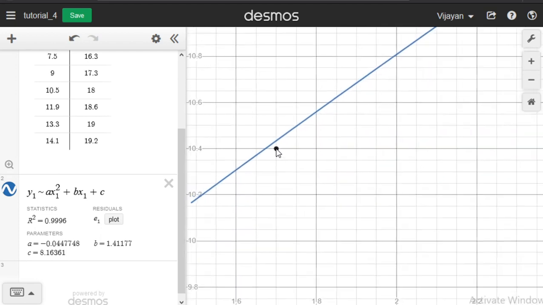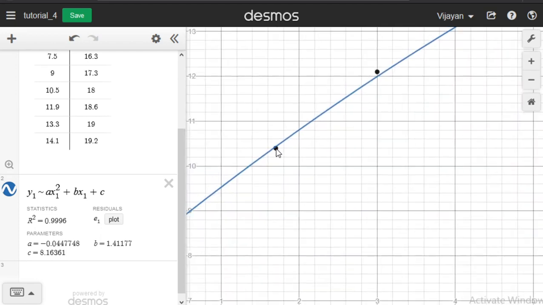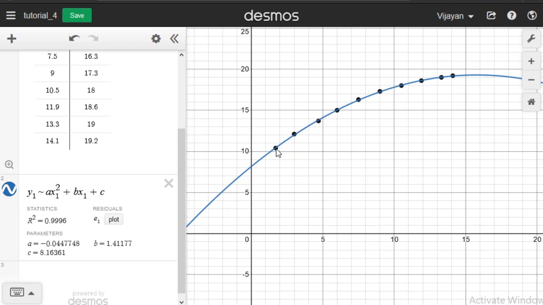So the error is very negligible and we can neglect the error, and so we can consider that this approximation for this given set of data points, by the quadratic polynomial, is nearly accurate, we can say this. So this is how a regression can be done.